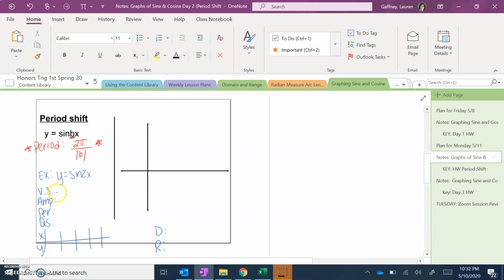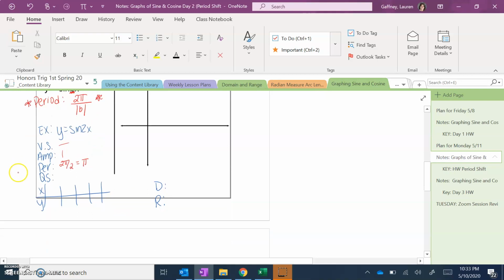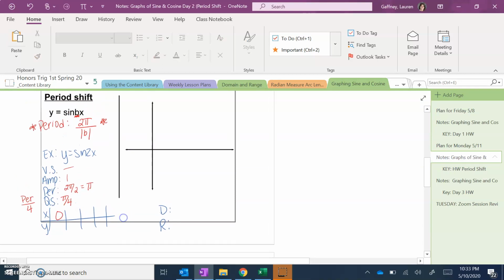Just to add on, there's no vertical shift here, so you could do that, or you could just say none. The amplitude, there's no value out front, so technically the amplitude is just 1. For our period, we take 2 pi divided by 2, that value inside here. So my period's now just pi. My quarters, we always take our period divided by 4, so this would be pi over 4. So we start at 0, just like before, counting by our quarters of pi over 4.